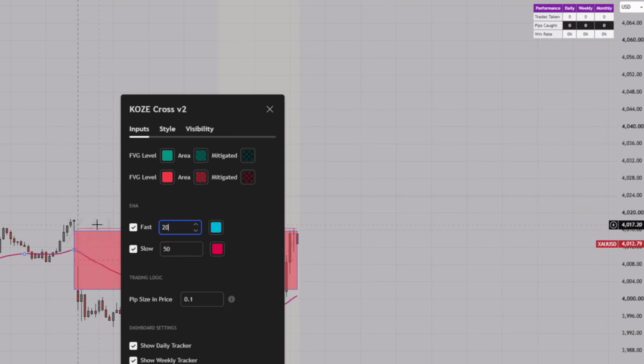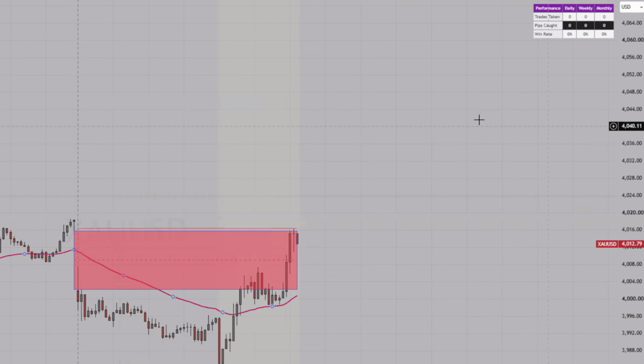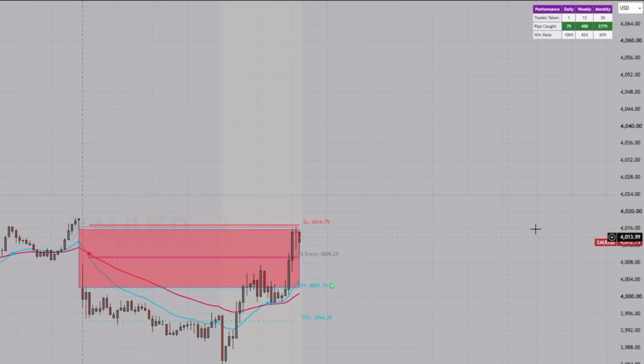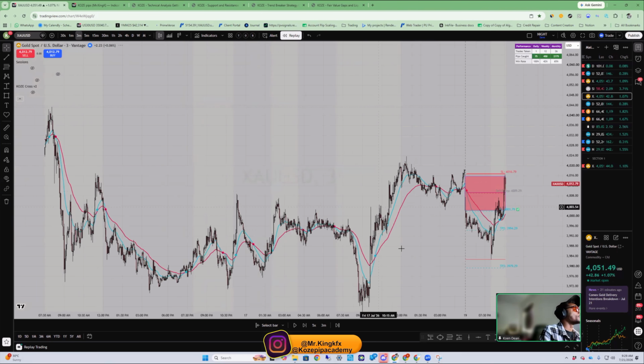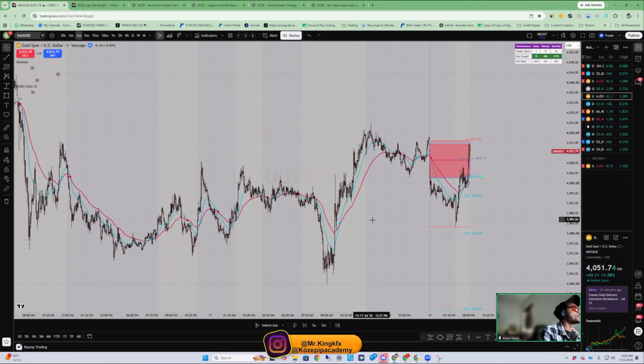So we go back to our 20 and our 50, and then we go to OK, and then we're going to see that change again in the daily performance. So now we're back to our normal 26 trades for the month, over 2,000 pips caught, which is a lot better, right? A lot better than 300. So that is how we're going to see these limits get called out.